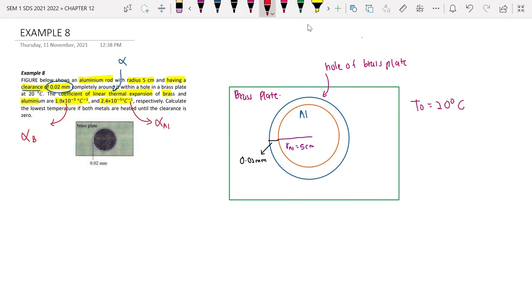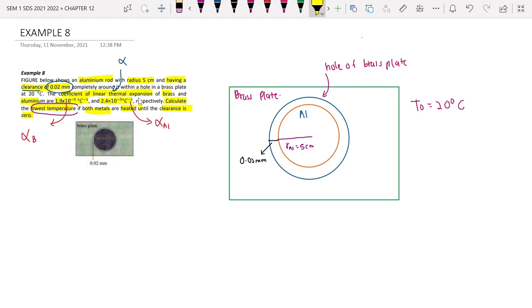What does the question want us to find? Calculate the lowest temperature if both metals are heated until the clearance is 0. If both metals are heated until clearance is 0, until there is no more gap, no more space, tak ada ruang kosong. So means aluminium tu dah fit perfectly dekat brass plate tu punya hole, dekat brass plate tu punya lubang.